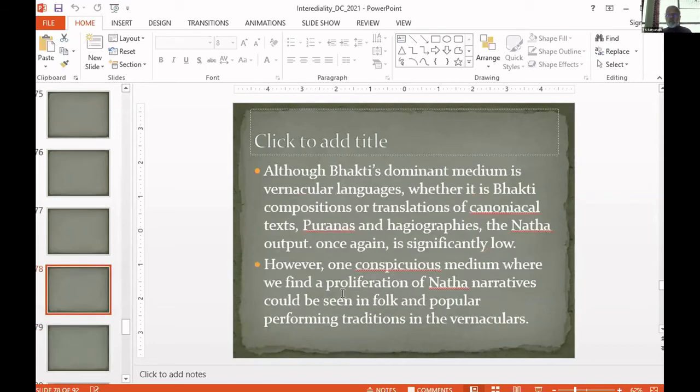Although bhakti's dominant medium is vernacular languages, whether it is bhakti compositions or translations of canonical texts or Puranas or hagiographies, the Natha output, once again, is significantly low. However, one conspicuous medium where we find proliferation of Natha narratives could be seen in the folk and popular.